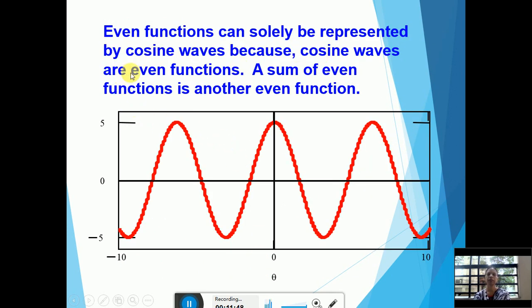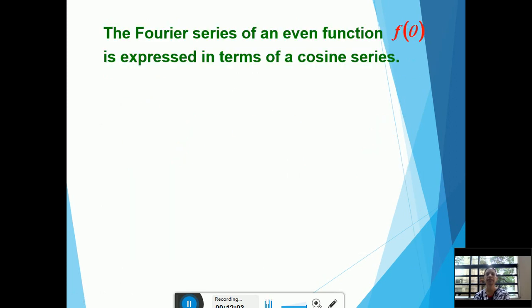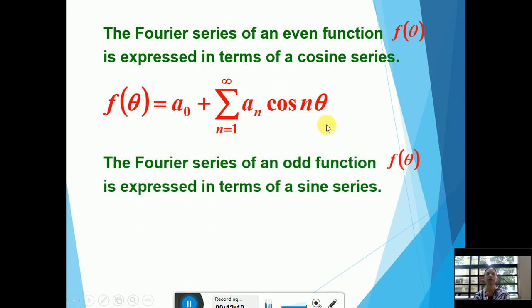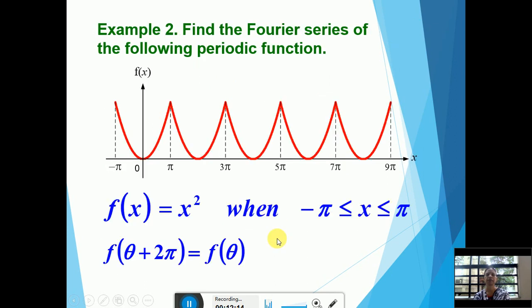Even functions can solely be represented by cosine waves because cosine waves are even functions, and the sum of even functions is yet another even function. Odd functions are solely defined by sine waves because sine waves are odd functions. So the sum of odd functions is another odd function. So the Fourier series of an even function is expressed in terms of cosine terms. The Fourier series of an odd function is expressed in terms of sine terms.